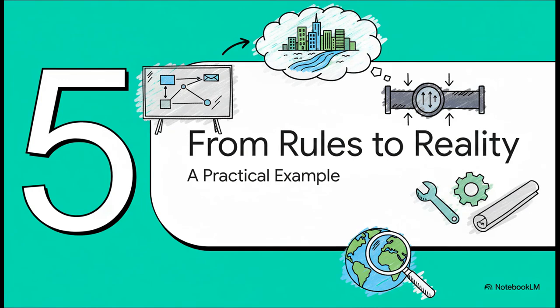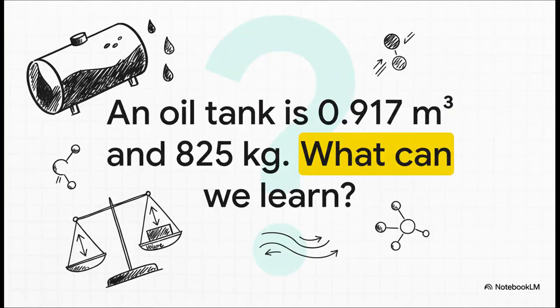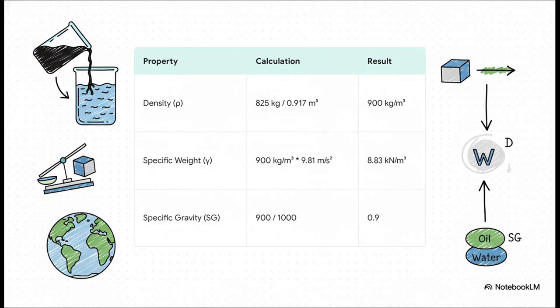All right, we've covered the definitions, the properties, and the 3 golden rules. So now it's time to put it all together. Let's apply these tools to a real-world problem and see how they work. So here's our scenario. We've got a tank of oil, we know its volume, and we know its mass. The question is, with just those 2 numbers and the formulas we just learned, what can we figure out? Turns out we can figure out a whole lot. Let's just walk through the math here.